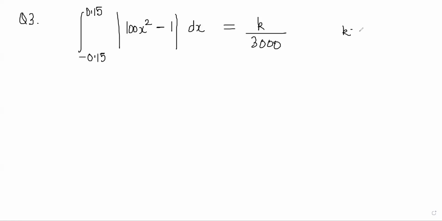Next one: the integral from minus 0.15 to 0.15 of mod of 100x square minus 1 dx is equal to k by 3000. Find k.